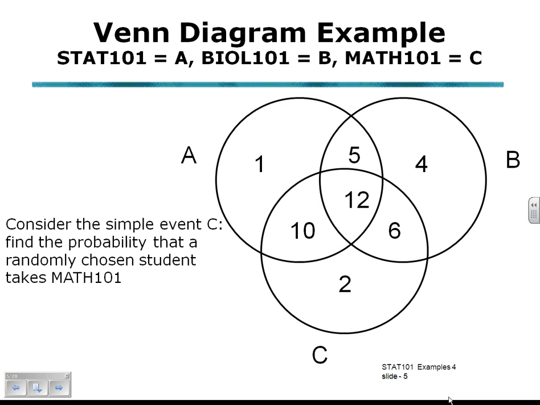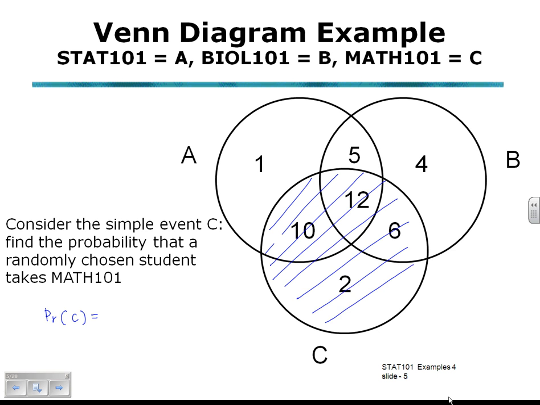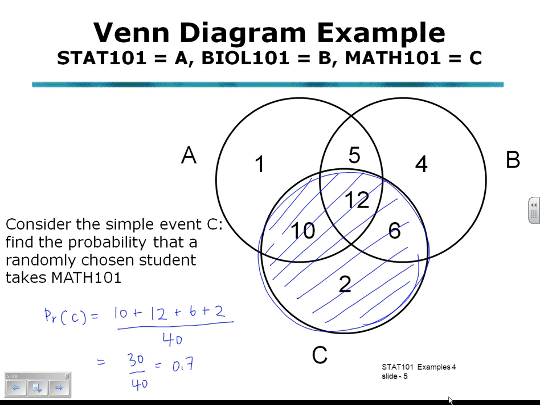Considering the simple event C, find the probability that a randomly chosen student takes Math 101. Probability of C, the probability that a randomly chosen student takes Math 101. All the students that fall within the circle labelled C. So how many students are there in total inside that circle? Number of ones we're interested in are the 10 plus 12 plus 6 plus 2 divided by our possible outcomes, 40 students in our sample, giving a probability this time of 30 divided by 40 or 0.75.